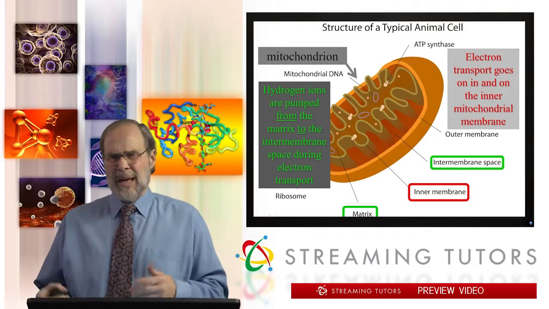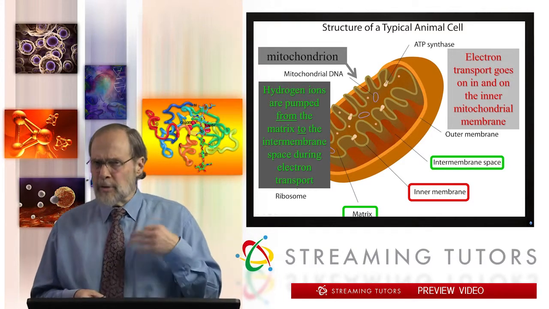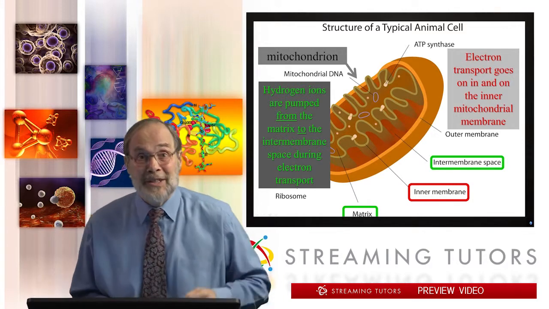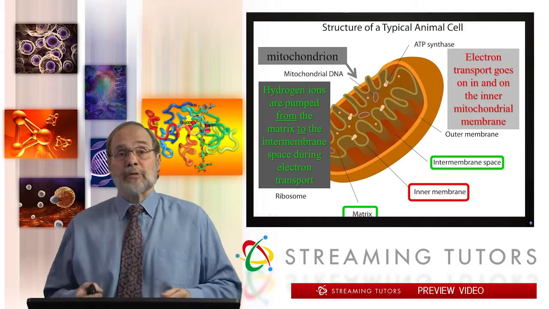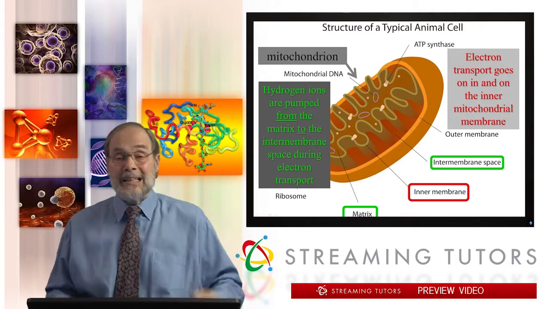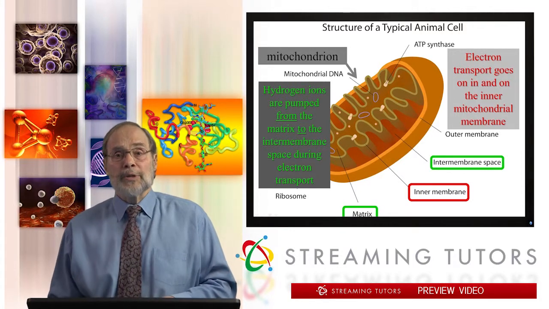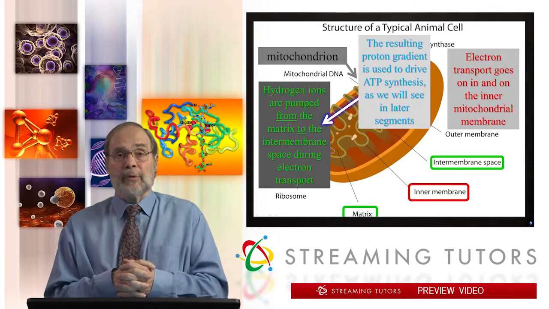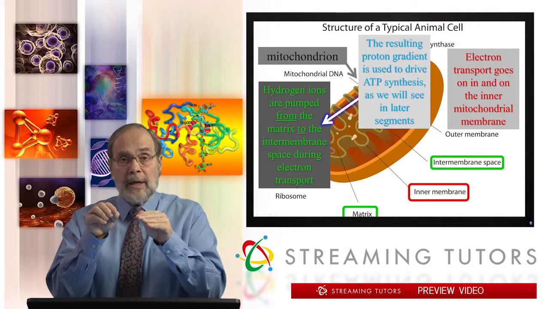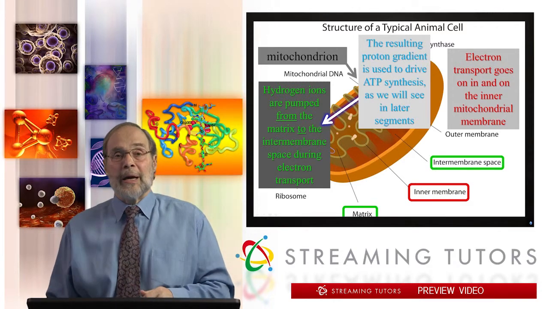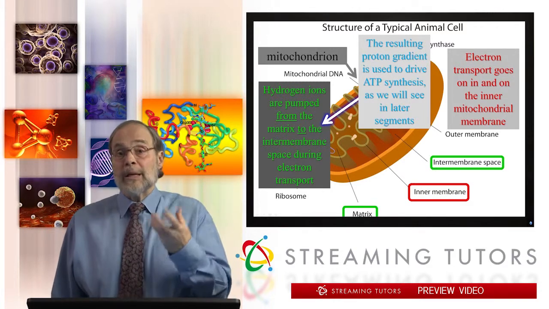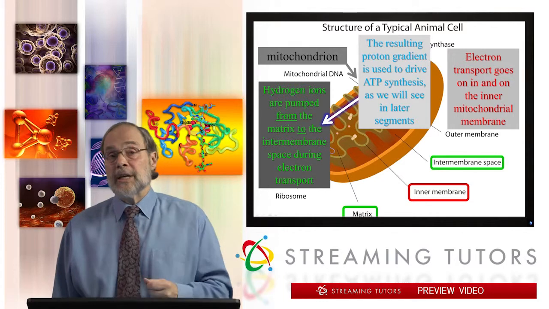Now that seems like a kind of peculiar thing to do, but as you'll see over the next few minutes, it makes beautiful sense, and it's a really elegant way to solve the problem of taking reducing potential from food and turning it ultimately into ATP. So the proton gradient that results from using the energy in electrons to pump protons out of the matrix into the inner membrane space is going to be ultimately used to synthesize ATP.